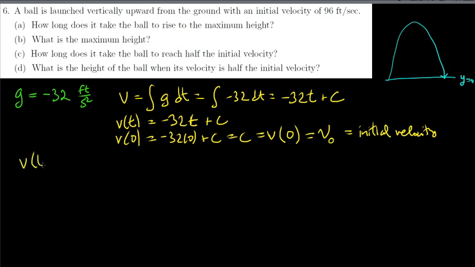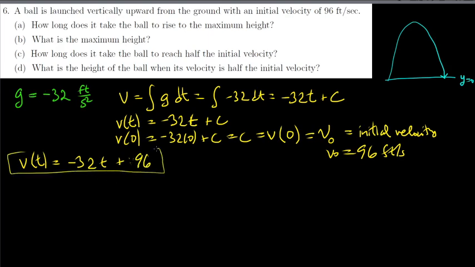So the velocity as a function of t is just negative 32t plus v0. And in this case, they tell us the initial velocity. The initial velocity is 96 feet per second. So I didn't need the v0 here. We'll change that to 96 feet per second. So now we have the velocity as a function of time.